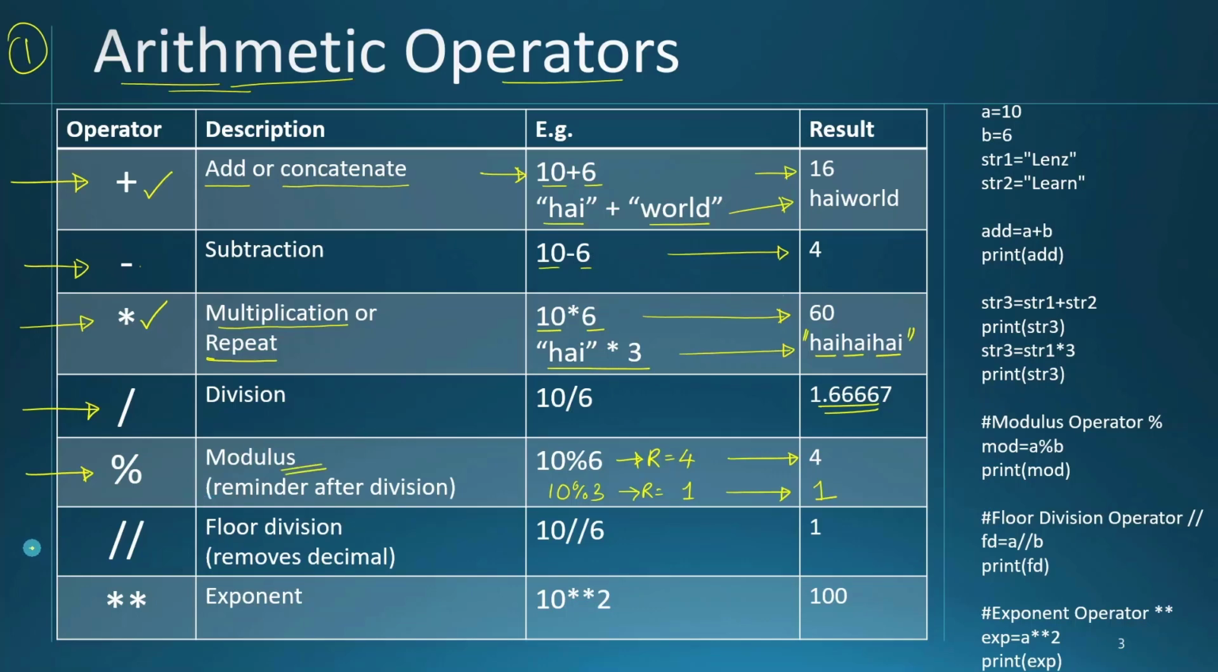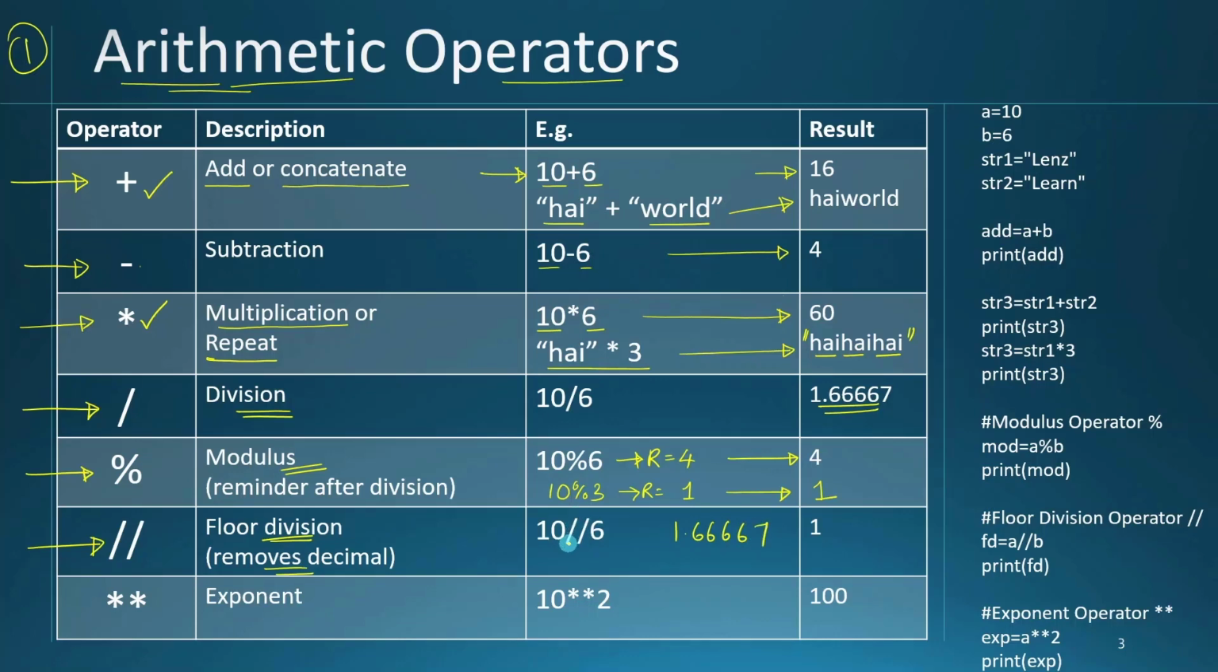Now the next arithmetic operator that we are going to study is called floor division. You may have a confusion here. We already studied a division over here. Why do we require another division? This division will remove the decimal part and produce only the integer part of the quotient as the result. So now you see, when you divide 10 by 6 over here, the result was 1.6667.